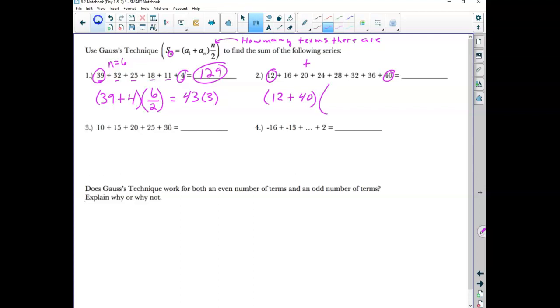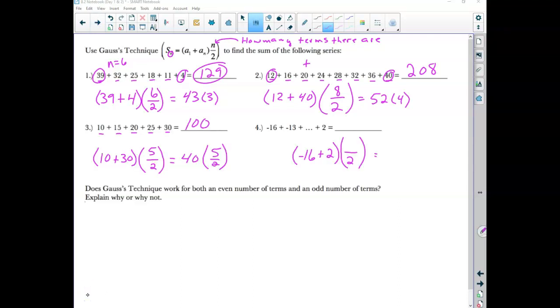And we're going to take that times however many terms there are here. 1, 2, 3, 4, 5, 6, 7, 8. And we're going to divide that by 2. So that's going to give me what? 52 times 4. 52 times 4, that would be 208, okay? Why don't you hit pause and try 3 and 4?